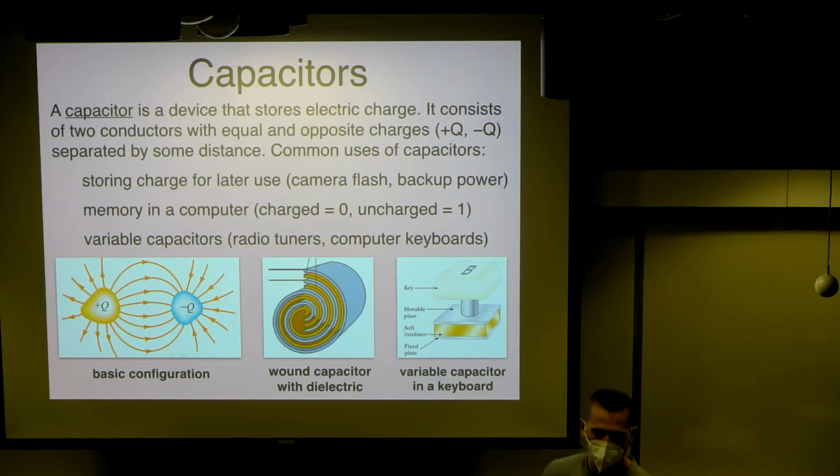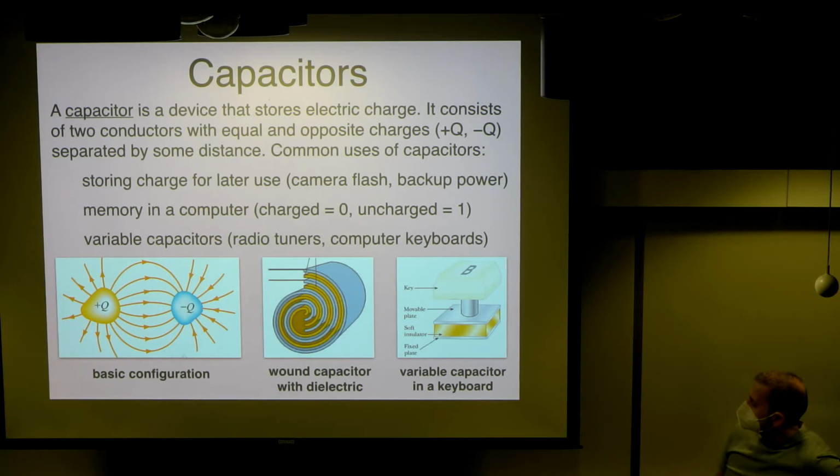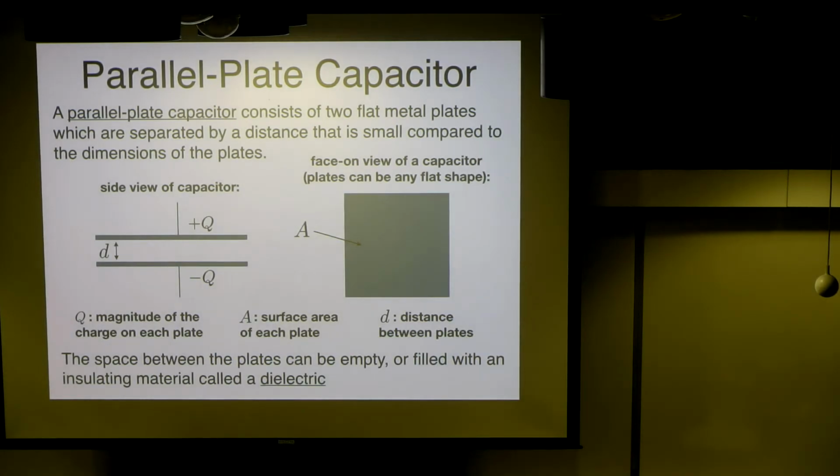We also have variable capacitors. So the capacitance, which I'll define for you in a second, is something we can change in these devices. And you can use that for radio tuners or computer keyboards. For example, let's say there's a capacitor right underneath one of the keys on your keyboard. So if we press it down, we essentially change the capacitance of this thing, and that can be used to register a keystroke. Okay? So this is just a list of some of the different uses for this sort of device. There are a lot more we can think of, but hopefully this gets you thinking about the idea.